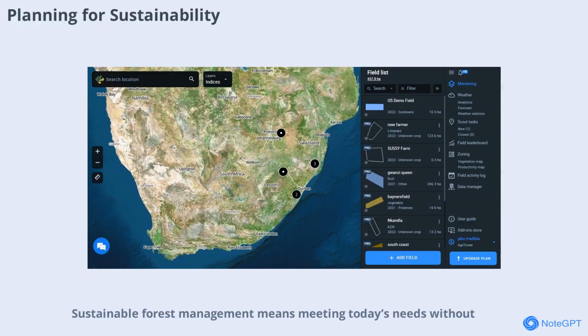Sustainable forest management means meeting today's needs without compromising the ability of future generations to meet theirs. This involves careful planning, monitoring, and adapting to changing conditions. Sustainable practices include selective harvesting, replanting, and protecting sensitive areas. By considering the long-term impacts of every action, managers can ensure forests continue to provide resources, habitat, and recreation for years to come. Sustainability is not just a goal, it's a guiding principle that shapes every decision in forest management.